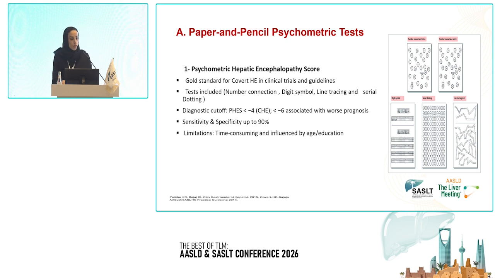The first category of paper and pencil psychometric test, I will go through, is the psychometric hepatic encephalopathy score. Basically, we will give our patient 5 papers to complete, including 2 number connection tests, 1 digit symbol, line tracing, and serial dotting. We will just calculate the total score. It has high sensitive and specific value.